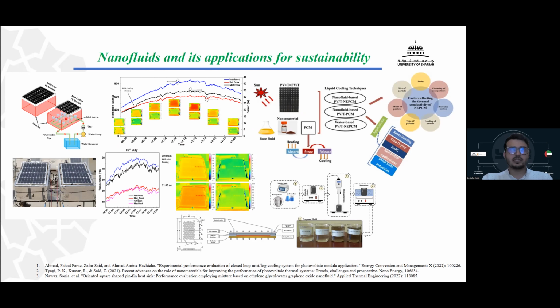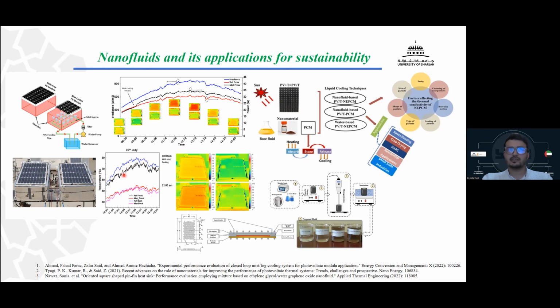So what we did is we created a mist system below this, because in UAE, those who are not around or those who live in here would know that the temperature rises up to 80 degrees on the PV panels on the front and back. And this high rise in temperature results in dropping your efficiency.